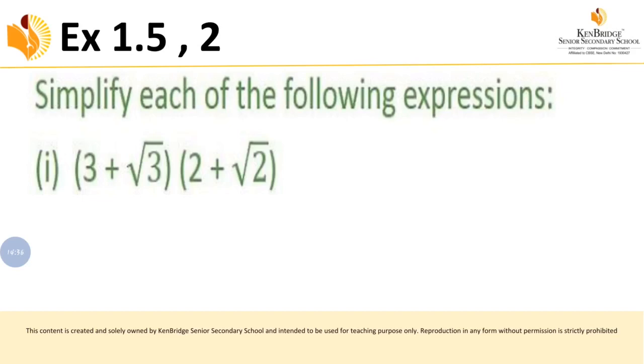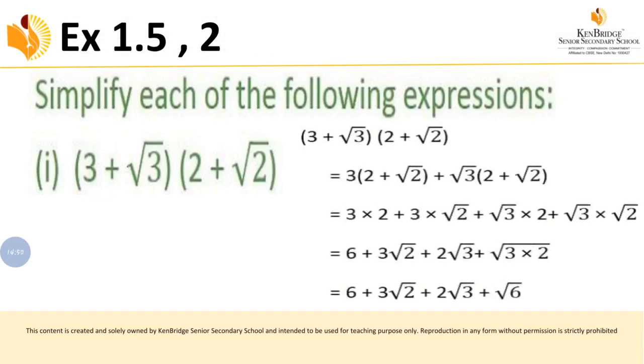Okay. So the first question is (3 plus root 3) into (2 plus root 2). This is the question. Now we are going to simplify it. So let's see how to simplify this expression. First we have to write it as it is. Whatever is given in the question, we should write as it is. Whatever we have seen in the examples, in the same way we are going to simplify this question also. So let's take this as per the distributive law. First we are going to multiply. We are going to consider this as a whole term.